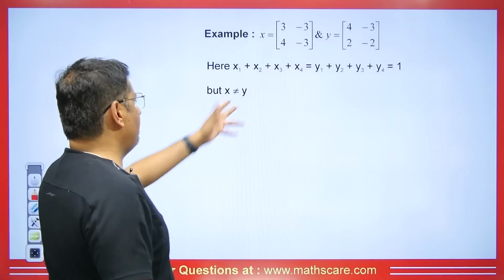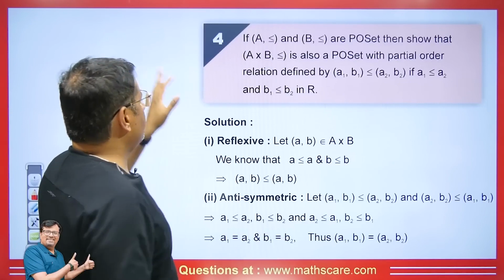Here we have given one more example. You can also check this one out. Let's check out the next question.